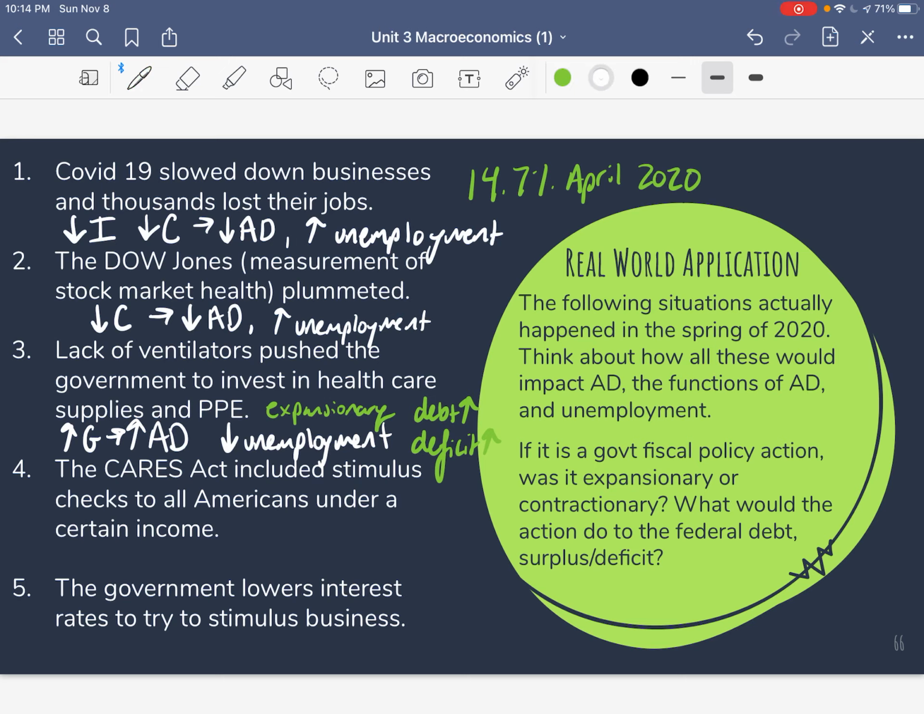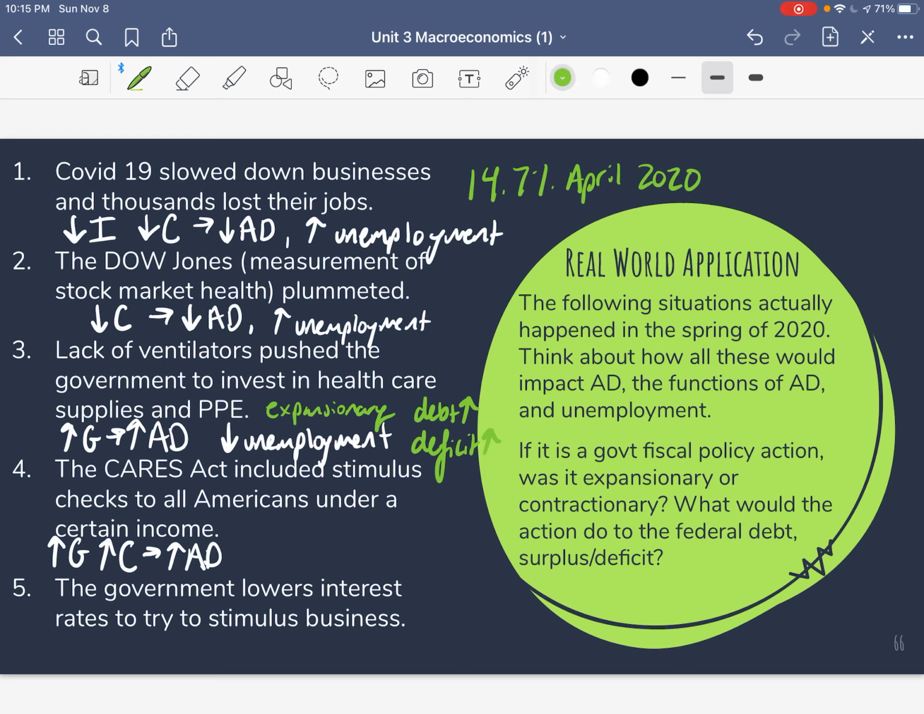Number 4, the CARES Act included stimulus checks to all Americans under a certain income. So if you were under a certain income, then you were able to get $1,200 per working age adult in your household. And then I think it was like $500 per child in your household. This was the government's way to try and put money in people's pockets. So they are increasing government spending, but also we're getting stimulus checks out to people. So we're increasing consumer spending in the hopes to restart and jumpstart the economy. Both of those things would increase aggregate demand for things.